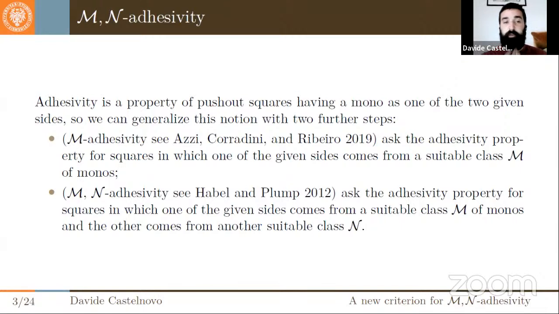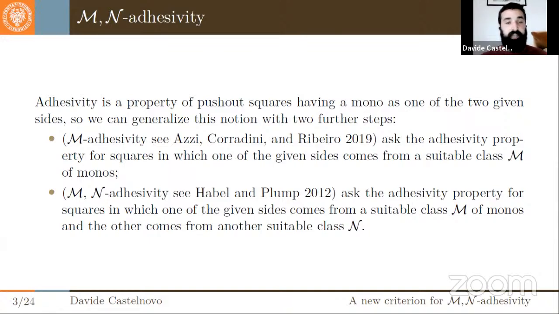So adhesivity is a property of push-out squares having a mono as one of the two given legs. So we can generalize this notion with two further steps. The first one is M-adhesivity. M-adhesivity means simply adhesivity, but one of the legs of the push-out comes from a suitable class M of monos. So we are restricting our attention to a subclass of the class of monomorphisms.